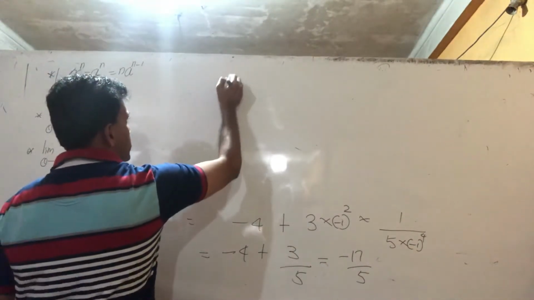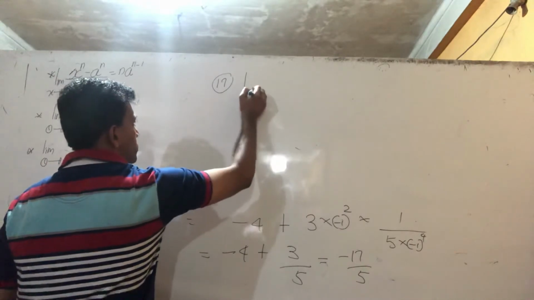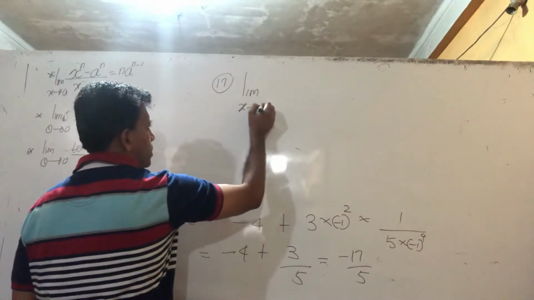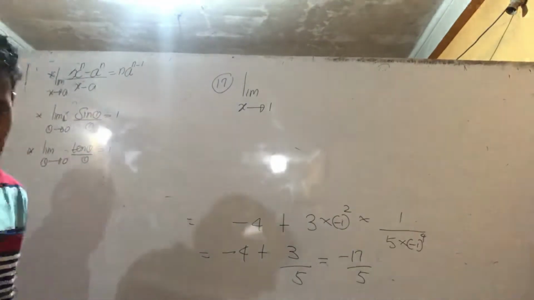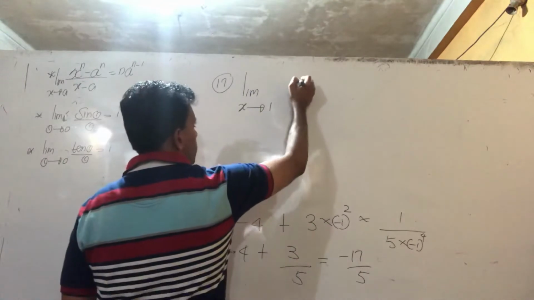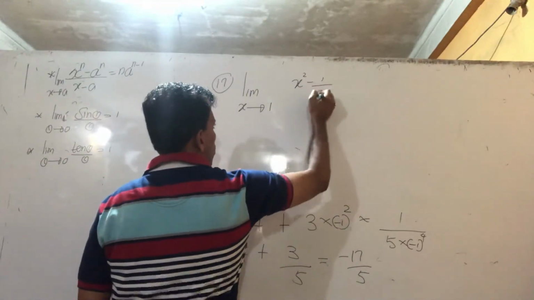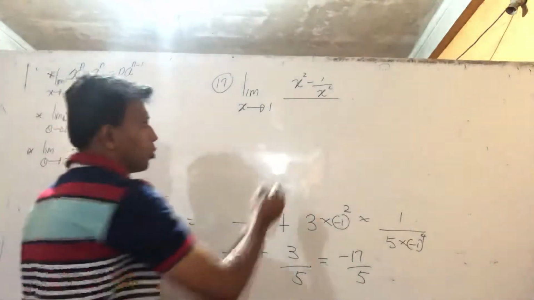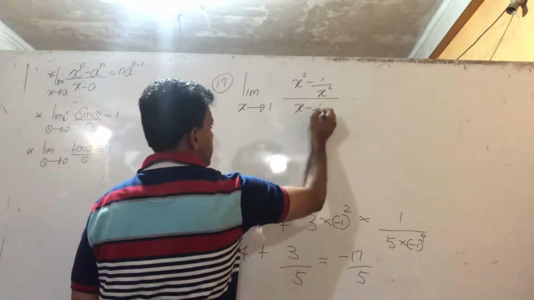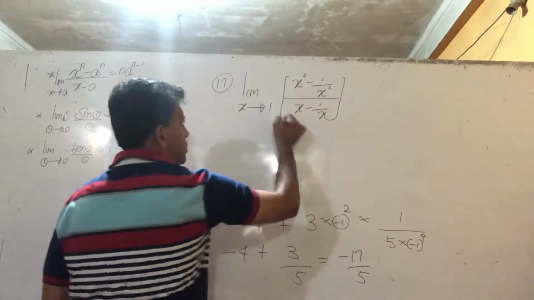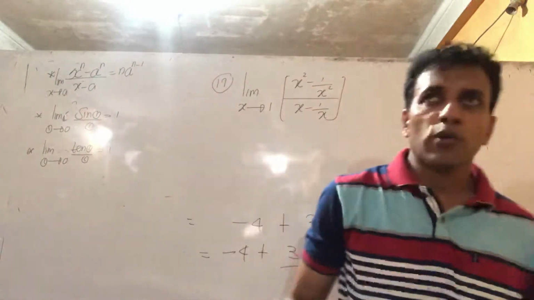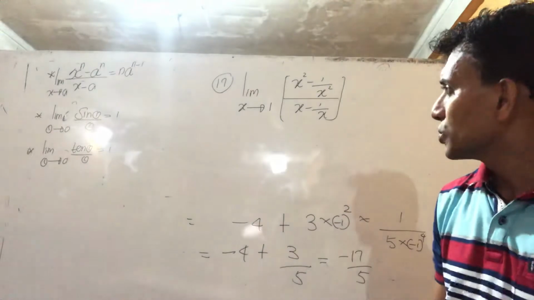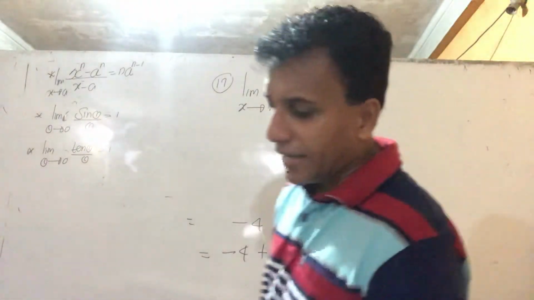Next question number 17. Limit x tends to 1, x approaches 1, (x square minus 1 over x square) over (x minus 1 over x). When x is 1, if you put x as 1, what happens? There is 1 minus 1, that is 0, below also 0, therefore one of the meaningless patterns.